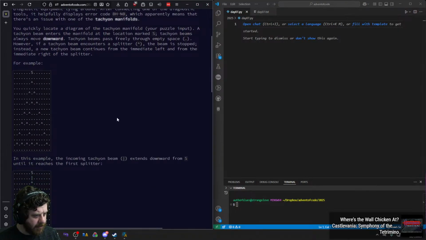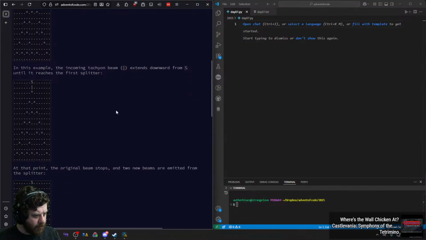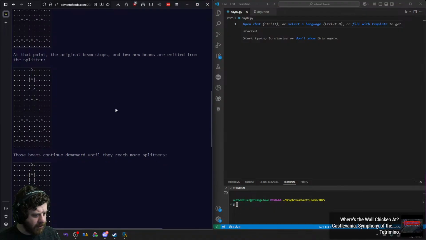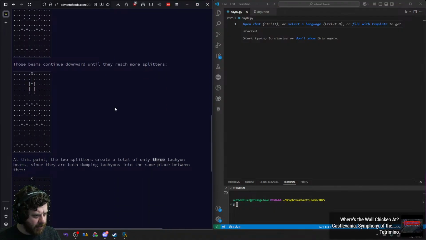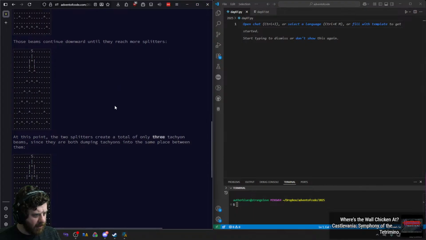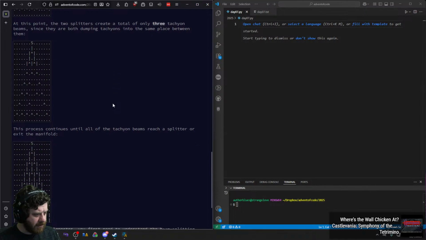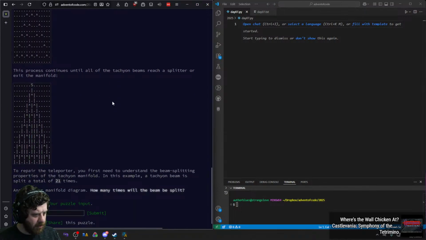For example, the incoming tachyon beam extends downward from S until it reaches the first splitter. At that point, the original beam stops and two new beams are emitted from the splitter. Those beams continue downward until they reach more splitters. At this point, the two splitters create a total of only 3 tachyon beams since they are both dumping tachyons into the same place between them. This process continues until all of the tachyon beams reach a splitter or exit the manifold. To repair the teleporter, you first need to understand the beam splitting properties of the tachyon manifold. In this example, the tachyon beam is split a total of 21 times. Analyze your manifold diagram. How many times will the beam be split?